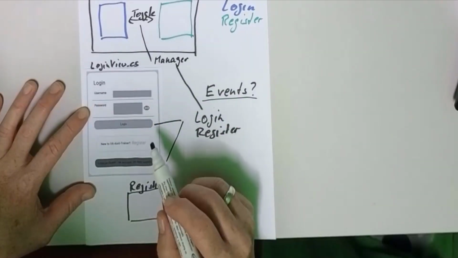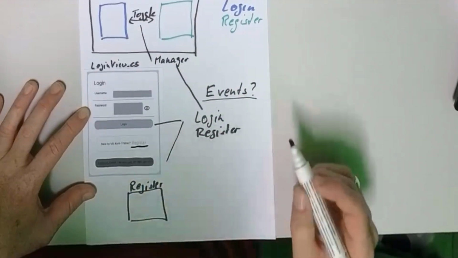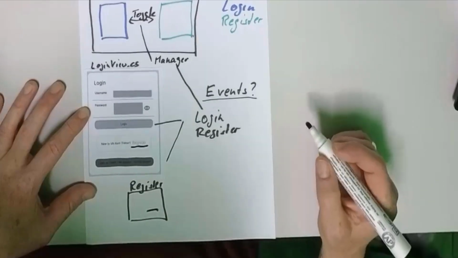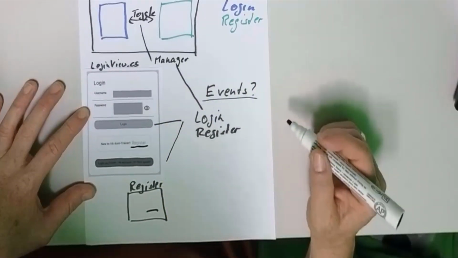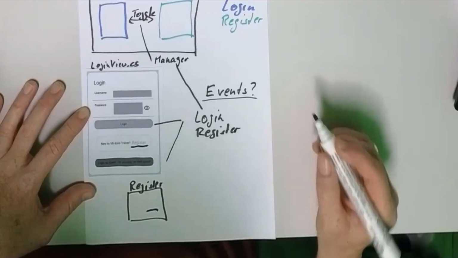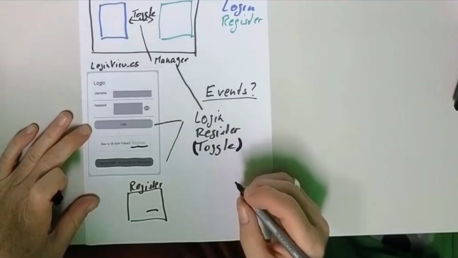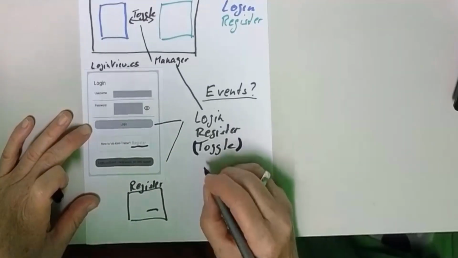In addition, we need to know when we have to toggle the screens. So if you press on this one or a similar one here, again, the manager should decide how to handle this event. So we need some sort of toggle, or call it login screen selected.